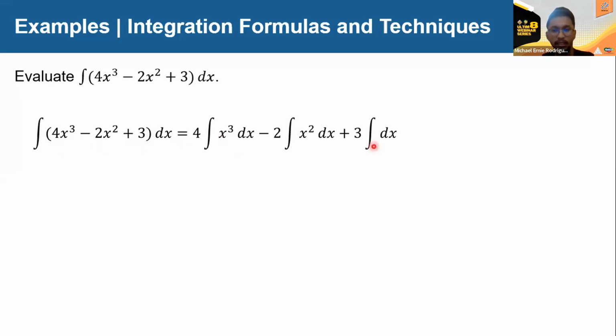Kasi pwede nating ilabas yung constant na yan. So we have 4 times the integral of x cubed dx minus 2 times the integral of x squared dx plus 3 times the integral of dx. Okay? So meron tayong formula nito.